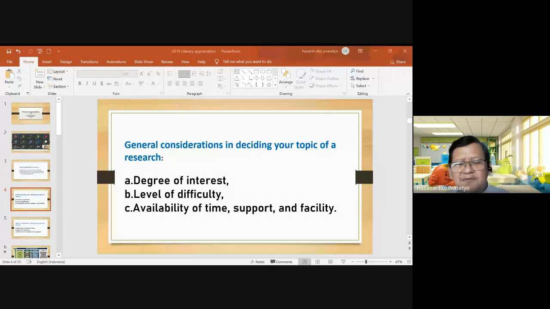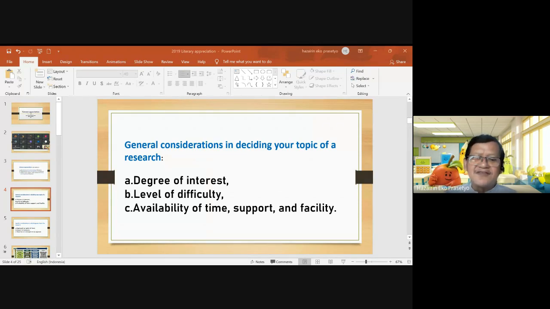Number one, you have to keep in mind before you decide your topic is degree of interest. Meaning that you must be interested in the topic. That's rule number one. If you are not interested in the topic, then forget it. Say, for example, you're interested in analyzing moral values, and the proof of the interest is you have background knowledge about that topic of analysis. For example, moral values. You already learned about moral values.